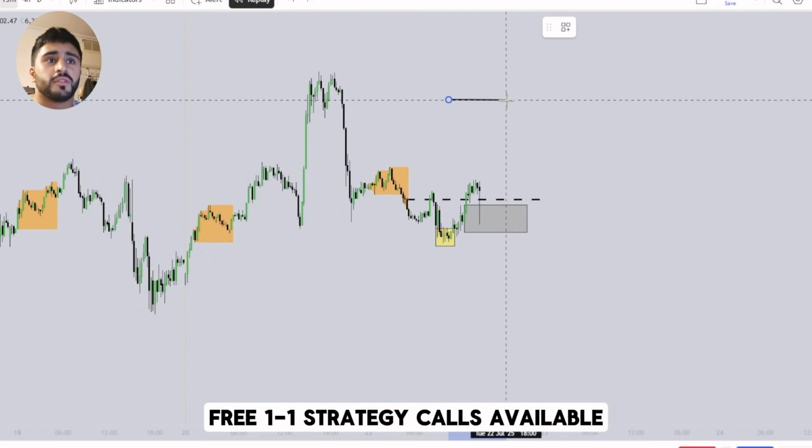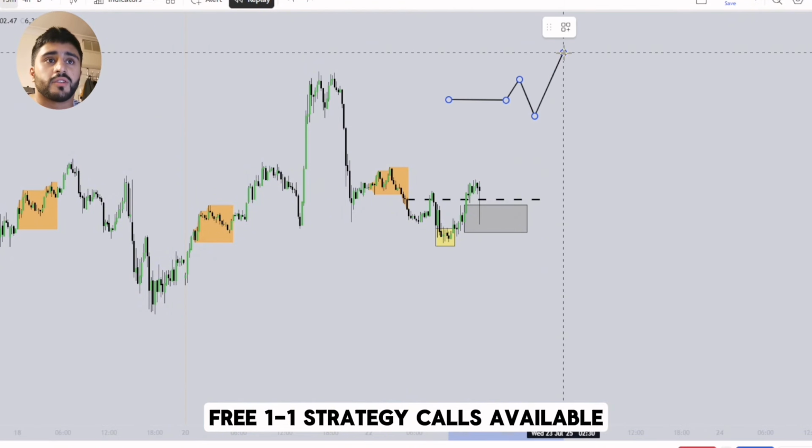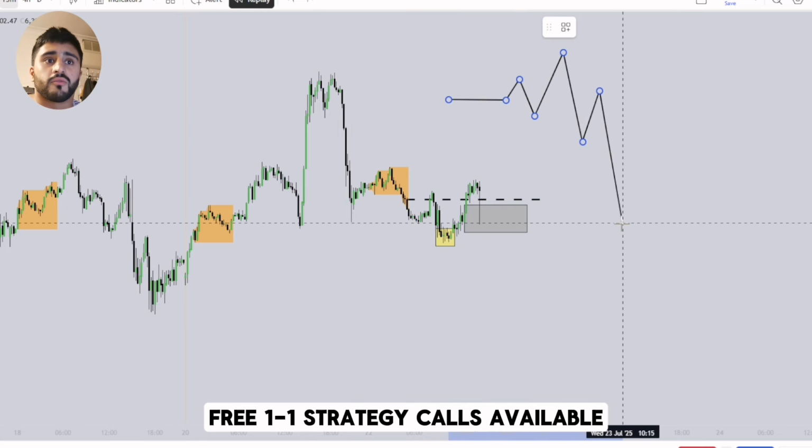So what happens is when you see price opening, you're going to have some kind of a manipulation. This is the New York midnight opening price. You're going to have some kind of a break and retest, and you're simply looking to target the previous day low.